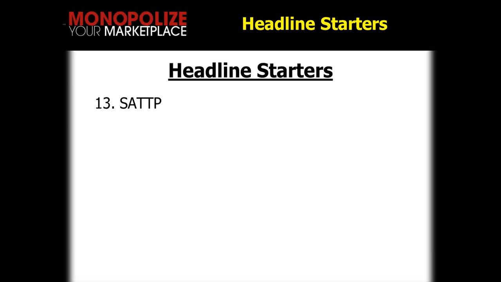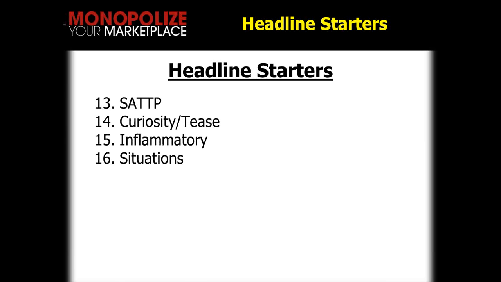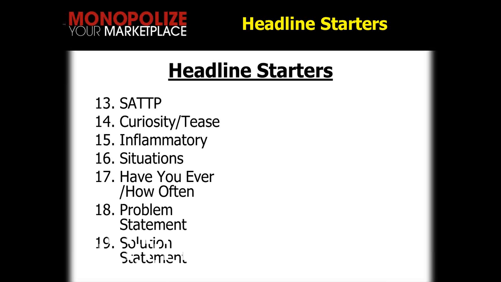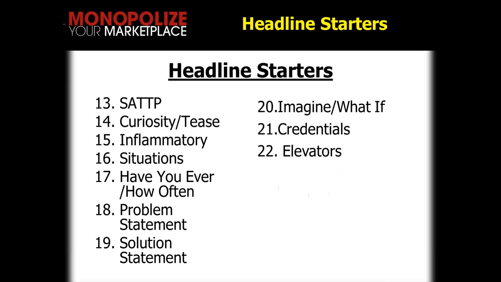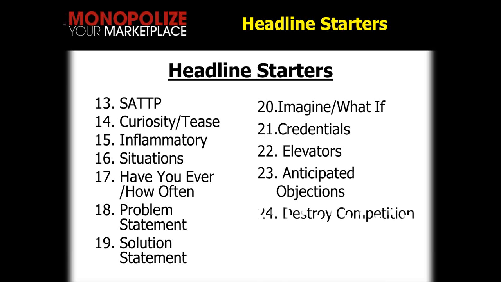So let's go through, starting with number 13. We've got one called SATTP, short and to the point. A short and to the point headline. I'll give you some examples of those. We're going to talk about the curiosity or the tease, inflammatory headlines, situations, have you ever or how often, problem statements, solution statements, imagine / what if, credentials, elevators, anticipated objections, destroying the competition, parentheses, and finally one that's kind of fun, which is pictures. So what do we have today to cover? 4, 5, 7, 14? All right, so we better get going.